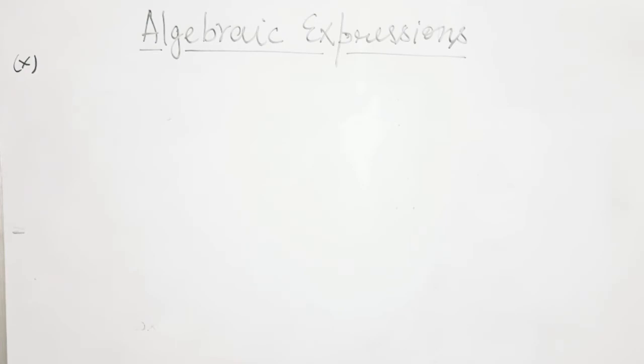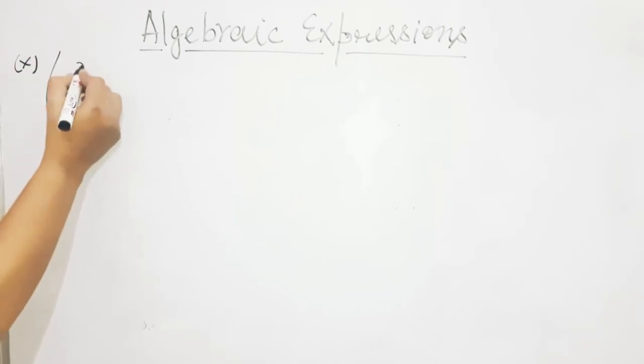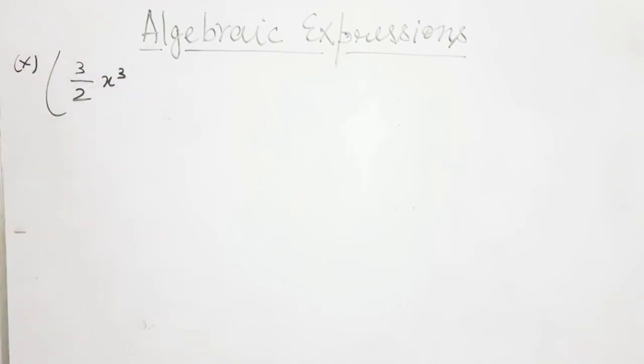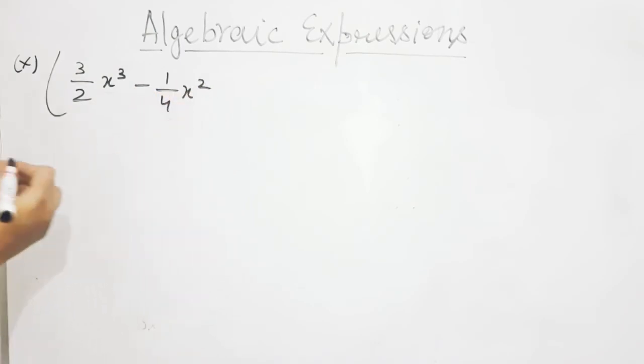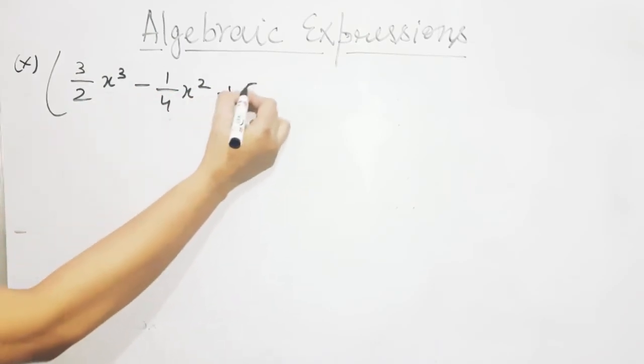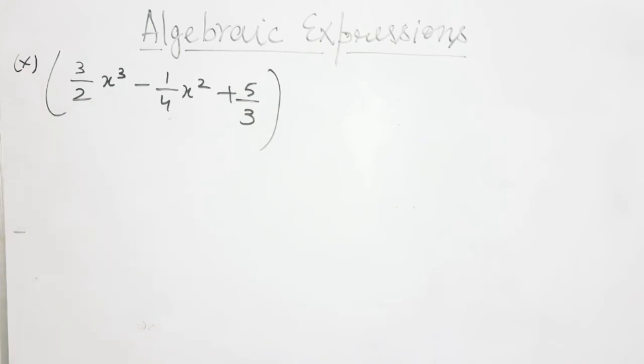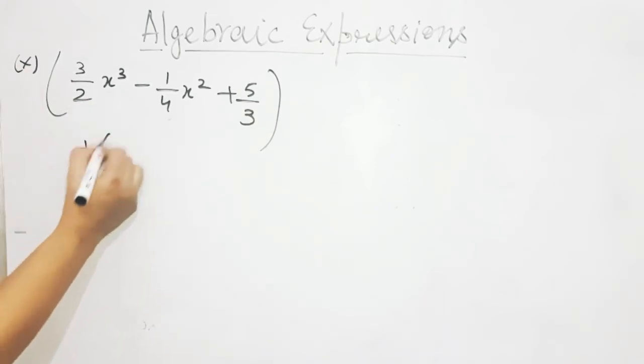Okay students, so let's keep all the algebraic expressions in the bracket. 3 by 2 x cube minus 1 upon 4 x square plus 5 upon 3. The first one I have kept in the bracket. It is containing how many terms? Please reply to me in the comment section.